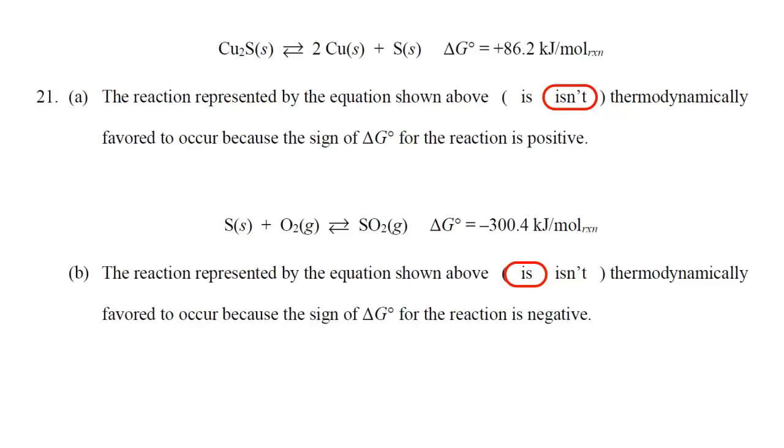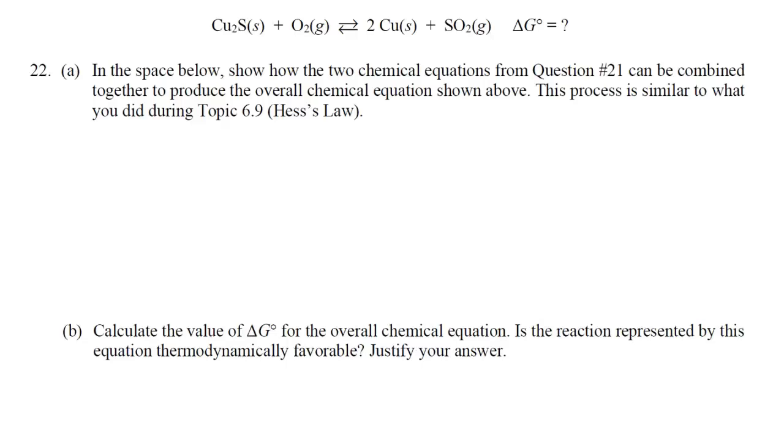Let's go ahead and take a look at question 22. It says, in the space below, show how the two chemical equations from question 21 can be combined together to produce the overall chemical equation shown above. Notice that the overall chemical equation shown above does not have a delta G value. So that means we're going to have to figure that out. By combining these two equations together, we can combine the delta G values together. Again, this process is similar to what you did during topic 6.9, Hess's law.